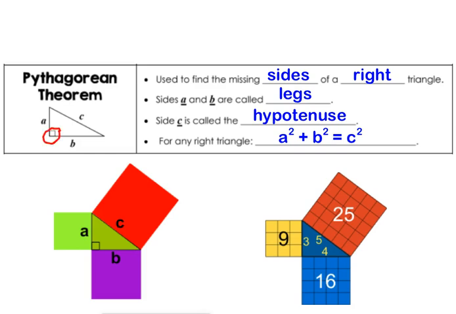And then remember, your hypotenuse is across from what angle? Yep, your right angle. And then I'm going to show you a little demonstration as to why this works.